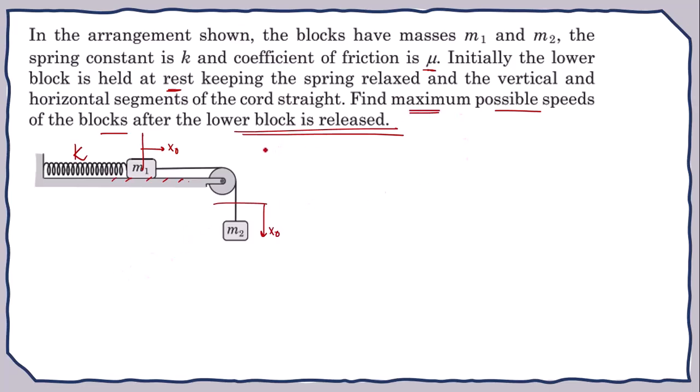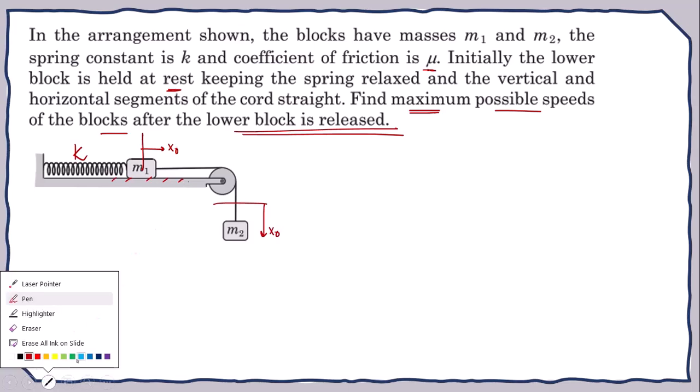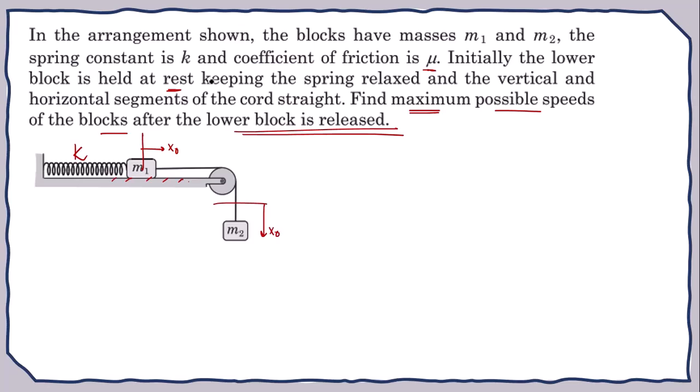Maximum speed will be obtained only when the acceleration of the setup is 0. In this situation, M2g is acting downward. This force M2g is nothing but the tension in the string. The same tension T is acting over here on M1. There is a spring force K into x naught in the opposite direction, and there is another friction force equal to mu times m1g.